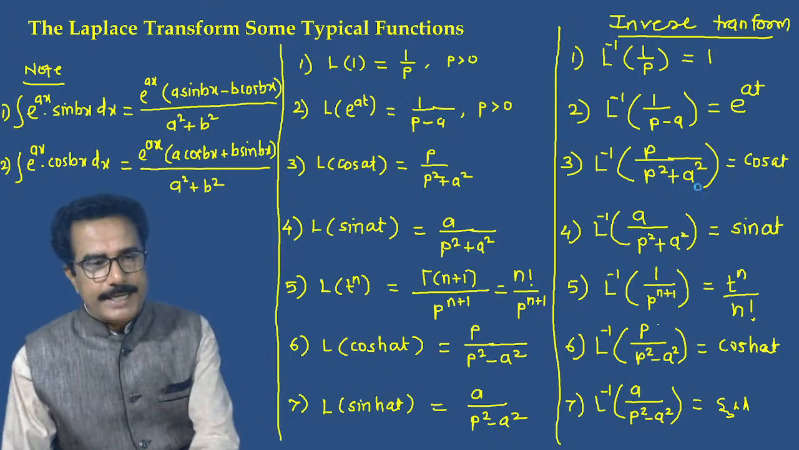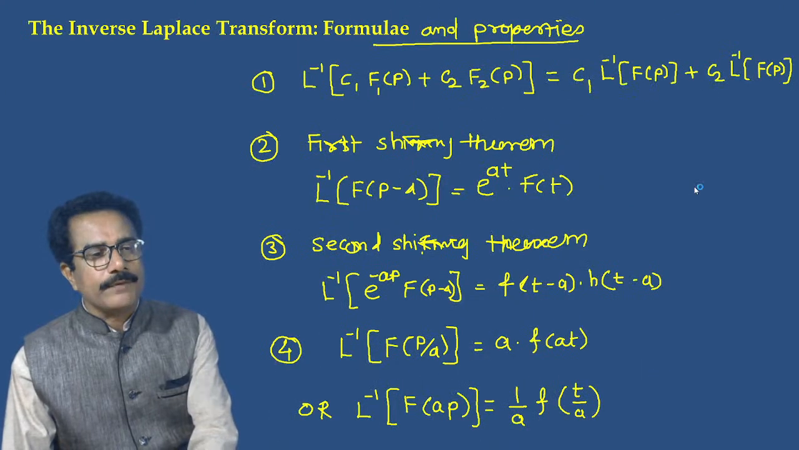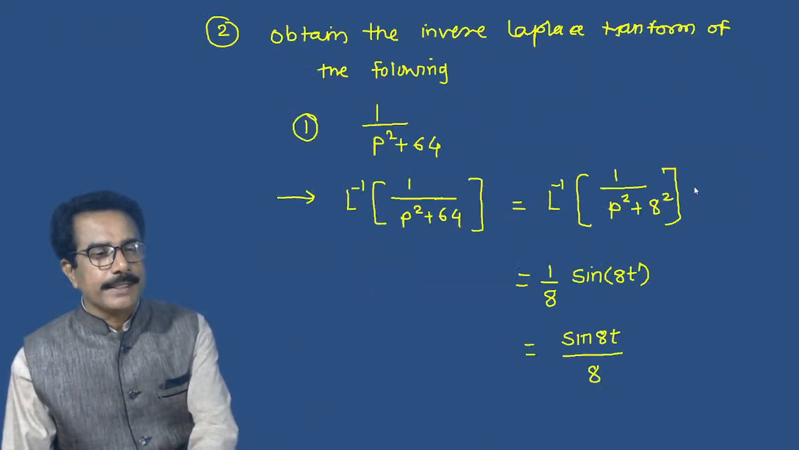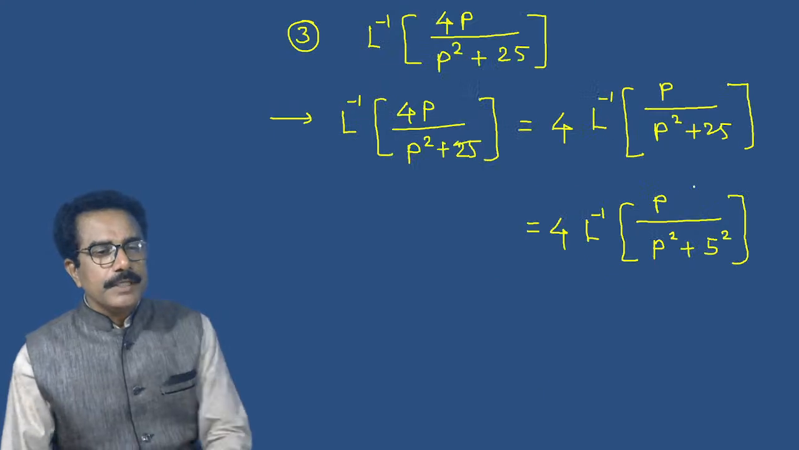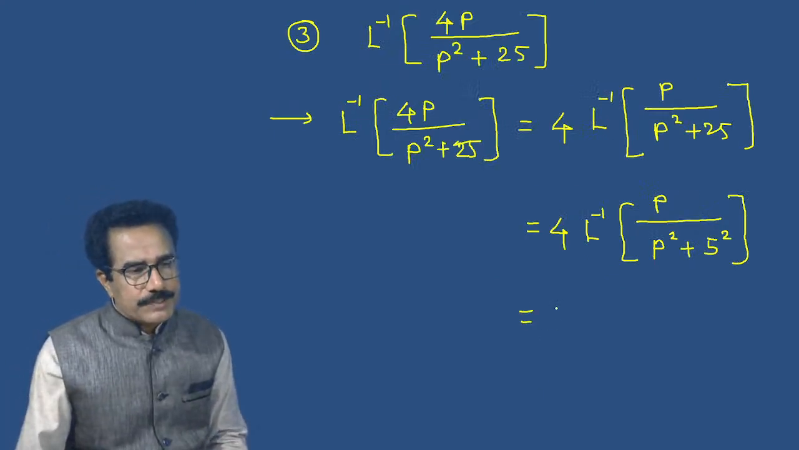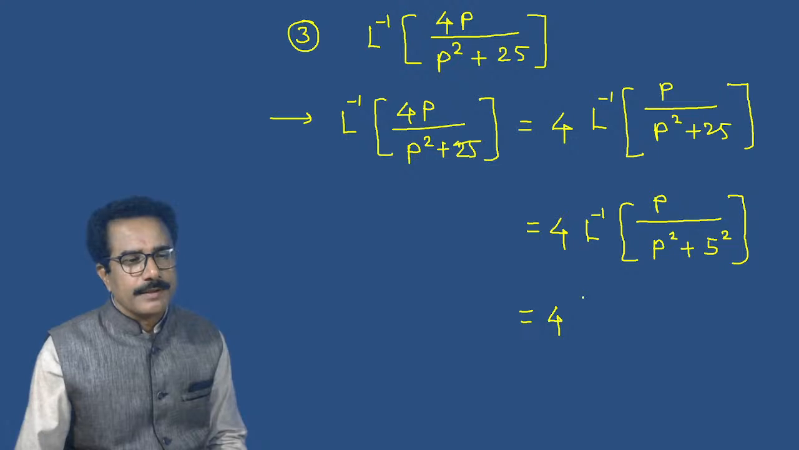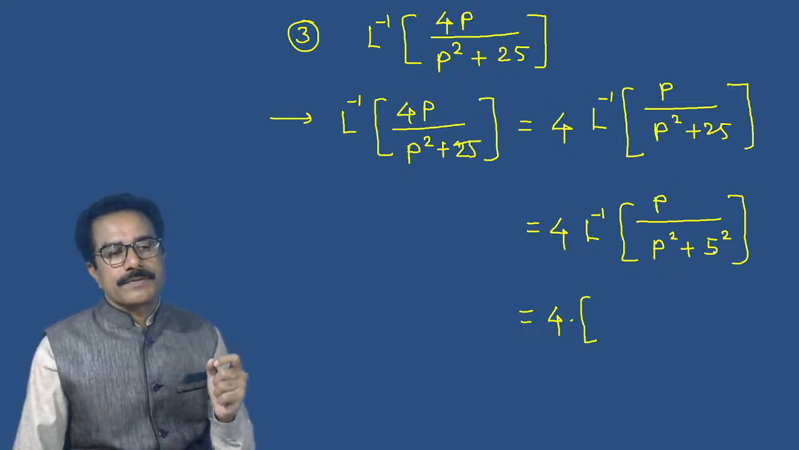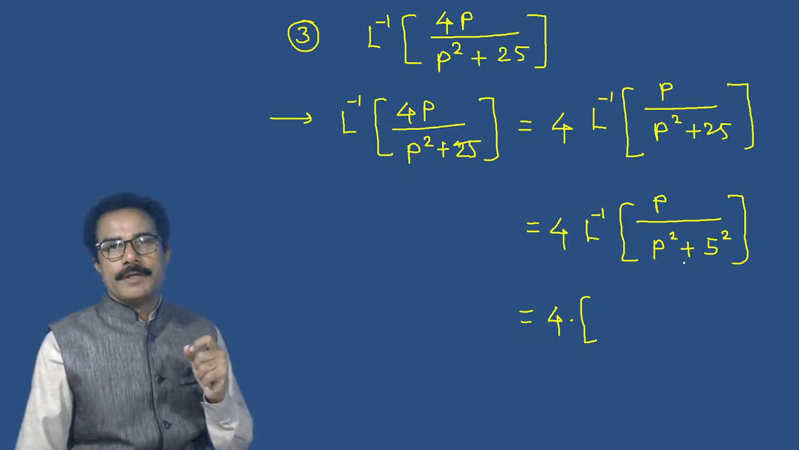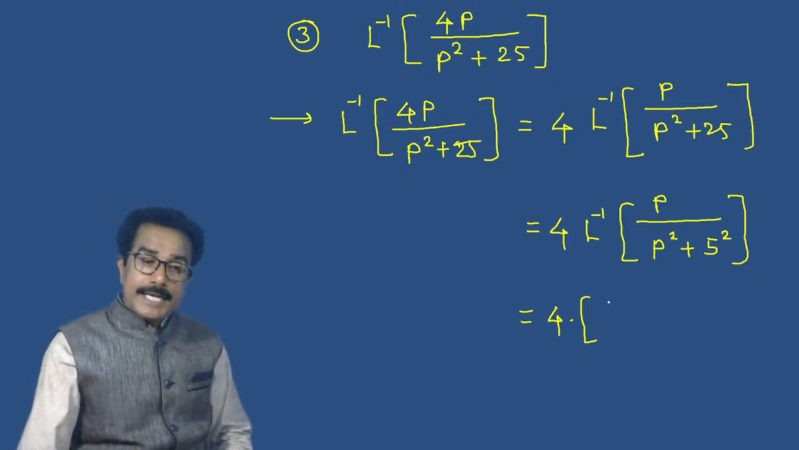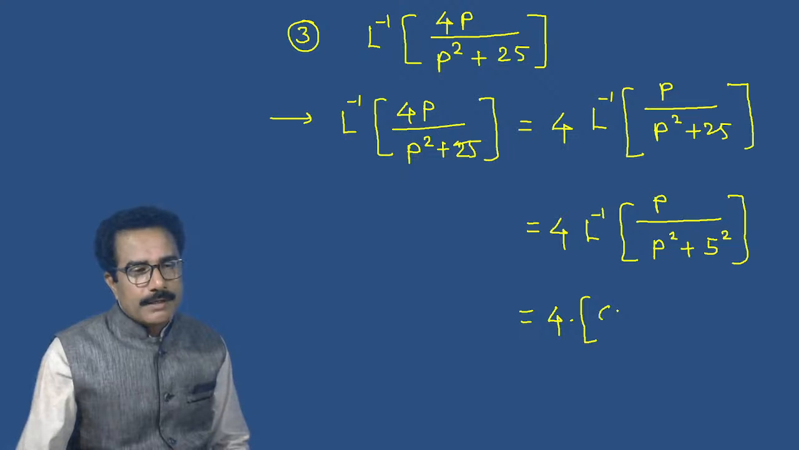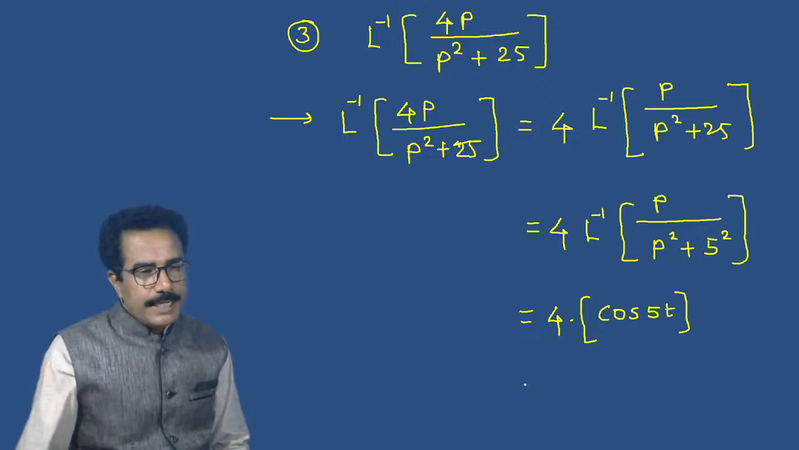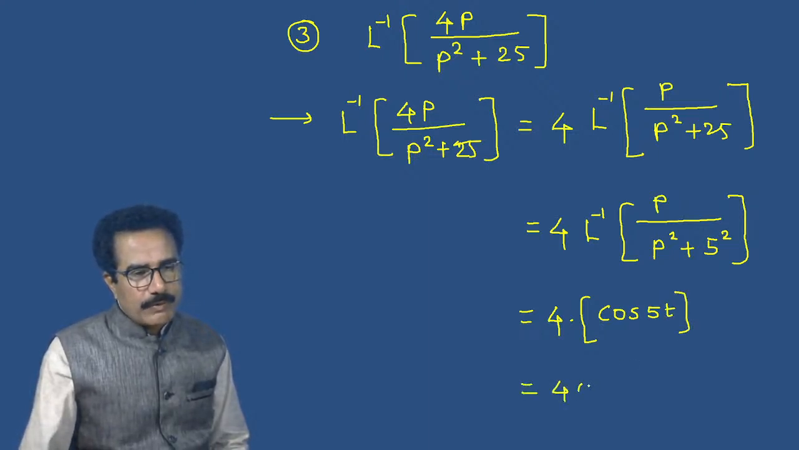So we can write, now you tell me, students, which result we have to display here. Keep this 4 as it is, p divided by p square plus 5 square, we can write it as cos 5t, here a means 5. That is equal to 4 cos 5t.